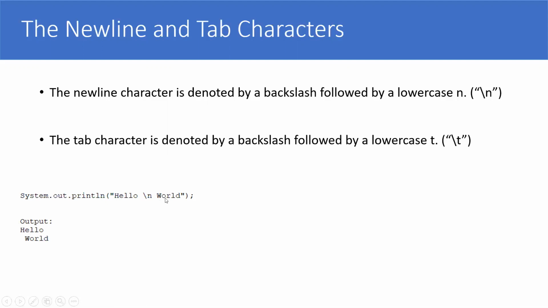Now let's talk about the tab character. The tab character is denoted by a backslash followed by a lowercase letter t. If you hit tab on your keyboard while typing something, it gives you a bunch of space. That's exactly what this tab is going to do. Here we have another statement: System.out.println, Hello, then the backslash followed by lowercase t, which is what we define the tab character to be, space, World. The output will be Hello, followed by a tab and then World. That's very straightforward, very simple.